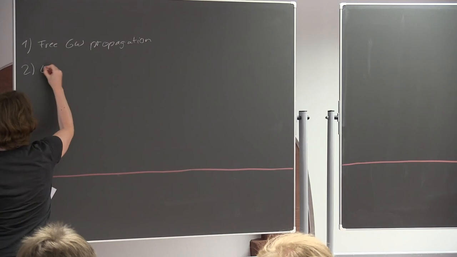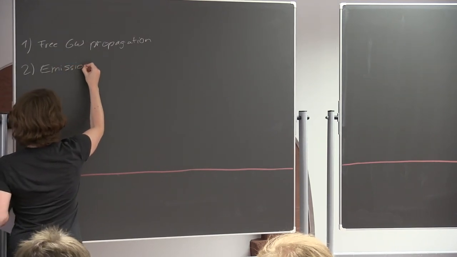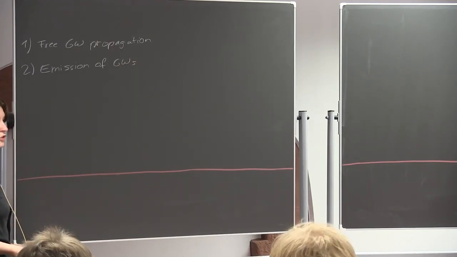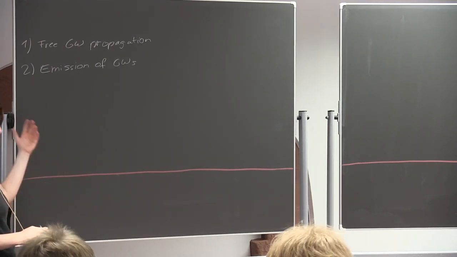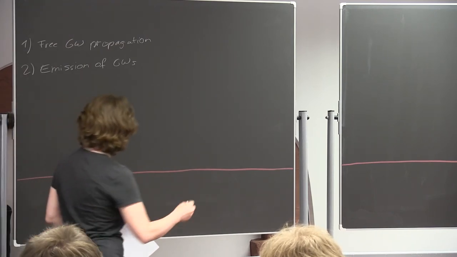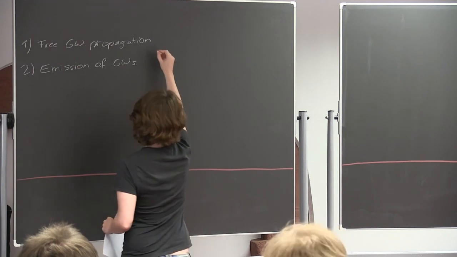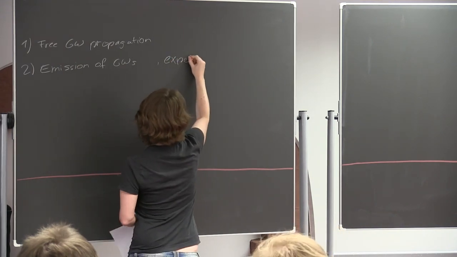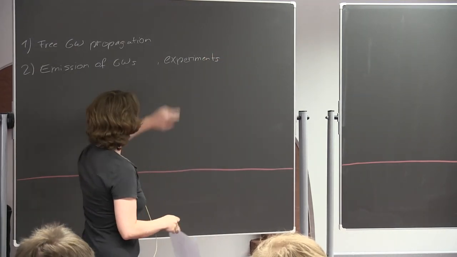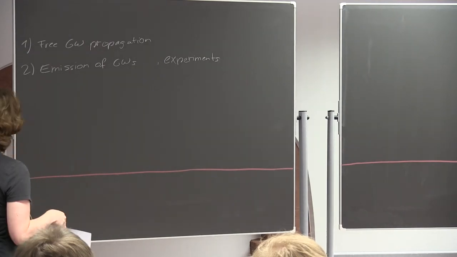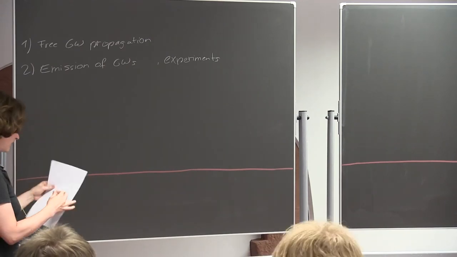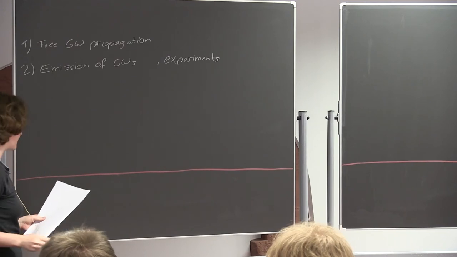Tomorrow will be about emission of gravitational waves. That'll be a first look at different sources and, in general, what properties of the source we need in order to emit gravitational waves. And hopefully we'll also be able to briefly talk about experiments. Since I'm a theorist, this is going to be a very theorist approach to what an experiment is. I can't say these things when experimentalists are around too much. I have to be careful. But I'll try to give you an overview of my understanding of this.